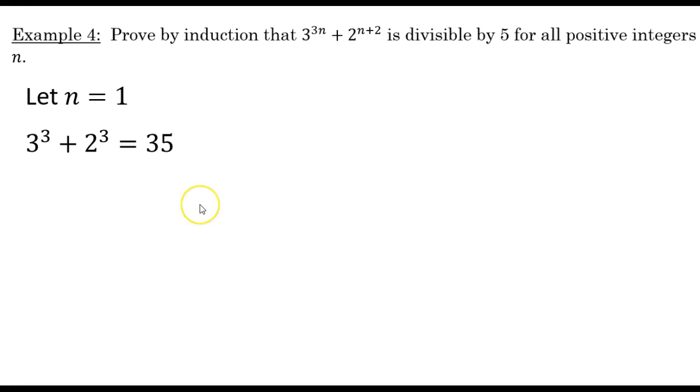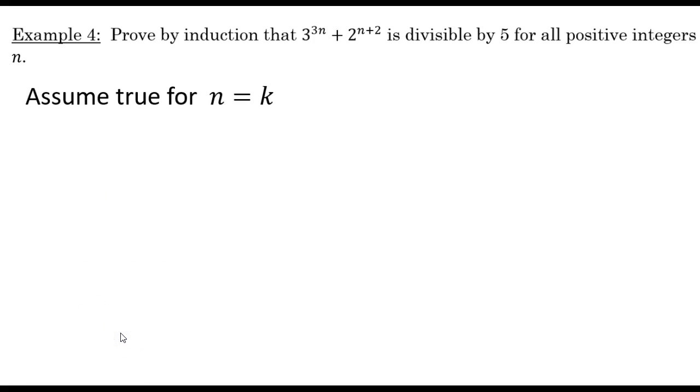So n equals 1: 3 to the power of 3 plus 2 to the power of 3 is 27 plus 8, which is 35, and 35 is 5 lots of 7. So that means that when n equals 1, my expression there is divisible by 5. True for n equals 1.